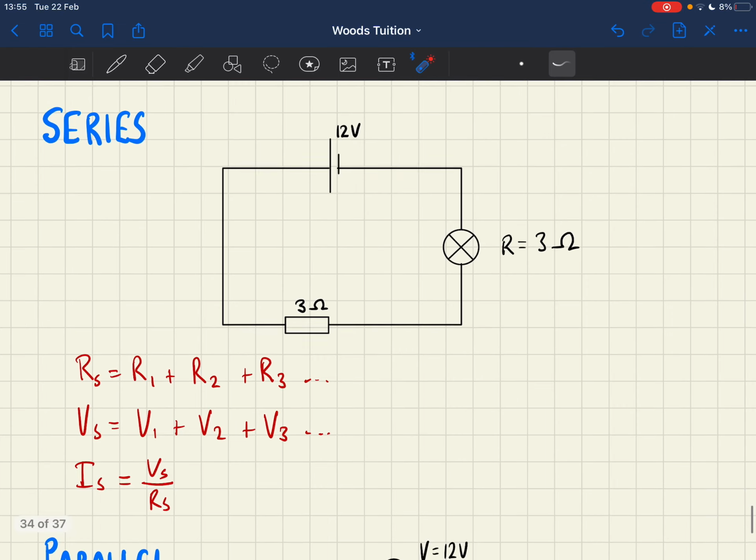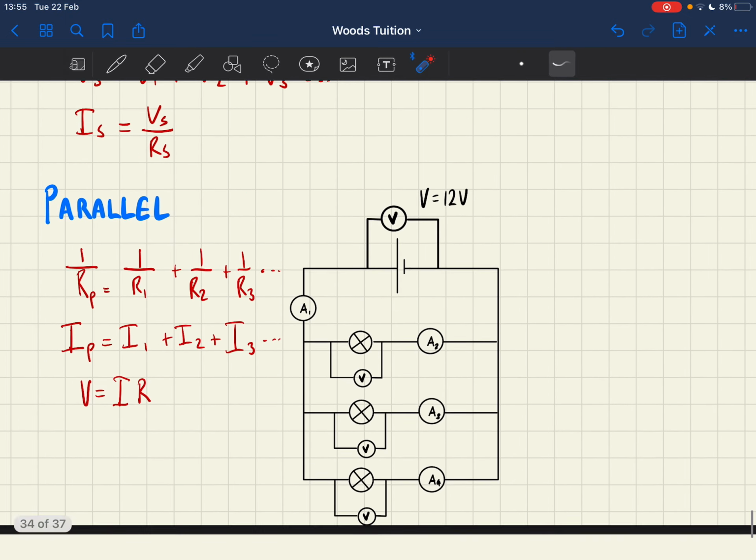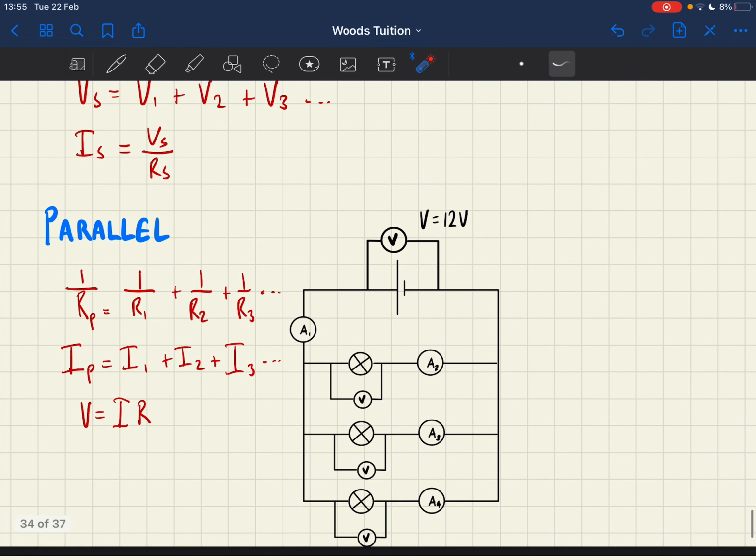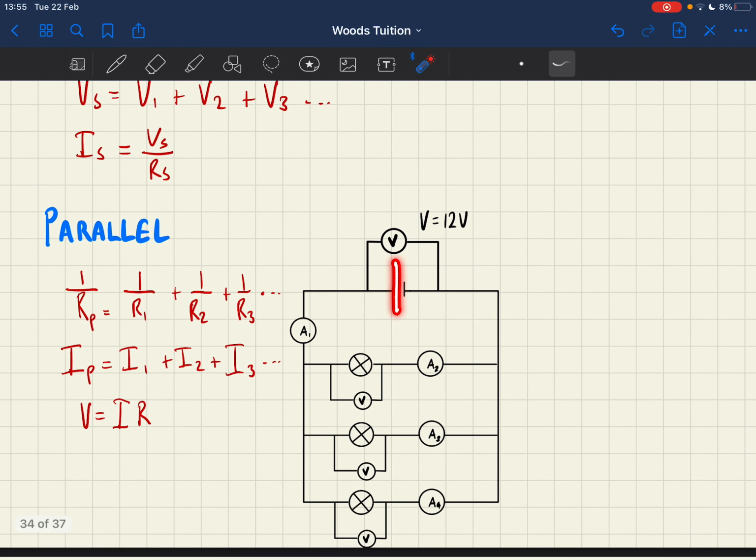Okay, so moving on to parallel. In this parallel diagram, we've got our supply cell here, and we've attached a voltmeter in parallel across the supply, and we find that it is equal to 12 volts. So in parallel, voltage, or potential difference, remains constant, whereas the current doesn't.